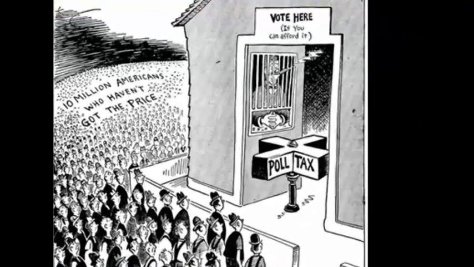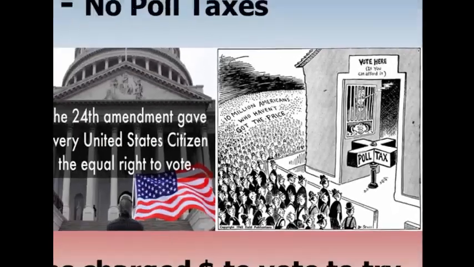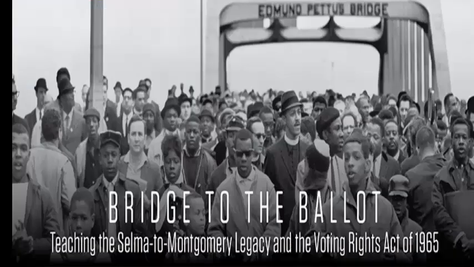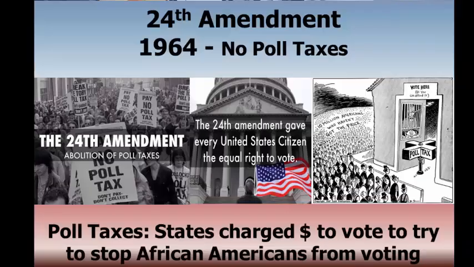We see this Dr. Seuss cartoon on poll taxes, which says 10 million Americans who haven't got the price to vote. This amendment, enacted in 1964, was part of the greater civil rights movement. And if you've seen the movie Selma, well, you know, there were other tactics used to deny the right to vote besides just poll taxes. But poll taxes were a big one. And we'll look at how they got rid of those. But just for your test, remember, the 24th Amendment outlawed poll taxes.